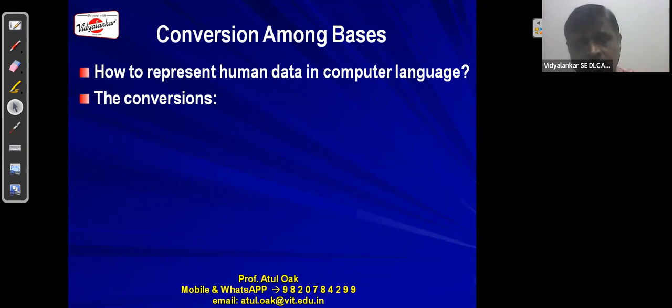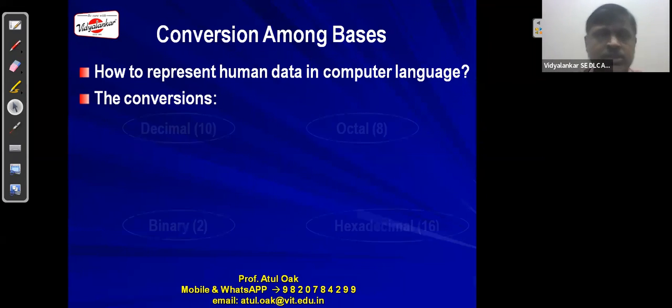One person knows English, doesn't know French. Other person knows French, doesn't know English. There is a gap. And how do we bridge that gap? We bring in a translator. We do conversion, French to English, English to French. And these are the conversions we will be focusing on. Have a look.